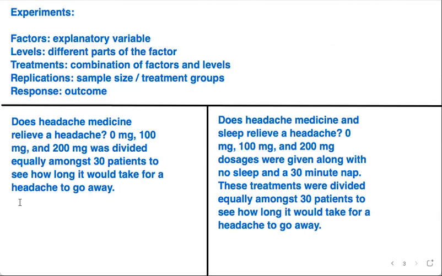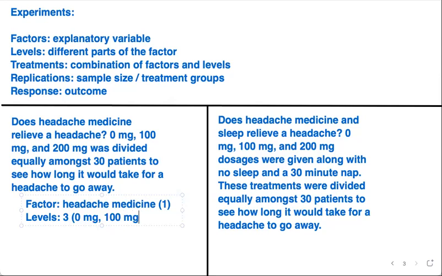So for example, does headache medicine relieve a headache? 0, 100, and 200 milligrams was divided equally amongst 30 patients to see how long it would take for the headache to go away. So as far as the factor here, the factor in this case would be the input, it'd be the headache medicine. So there's one factor. And then the levels, well, there's 3 levels overall: 0 milligrams, 100 milligrams, and 200 milligrams.